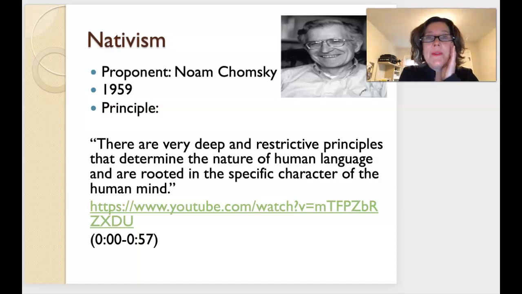All right, hope you enjoyed the romp through behaviorism. Now we're going to have a look at some of the other three theories: nativism, cognitivism, and interactionism. So here we go with nativism.